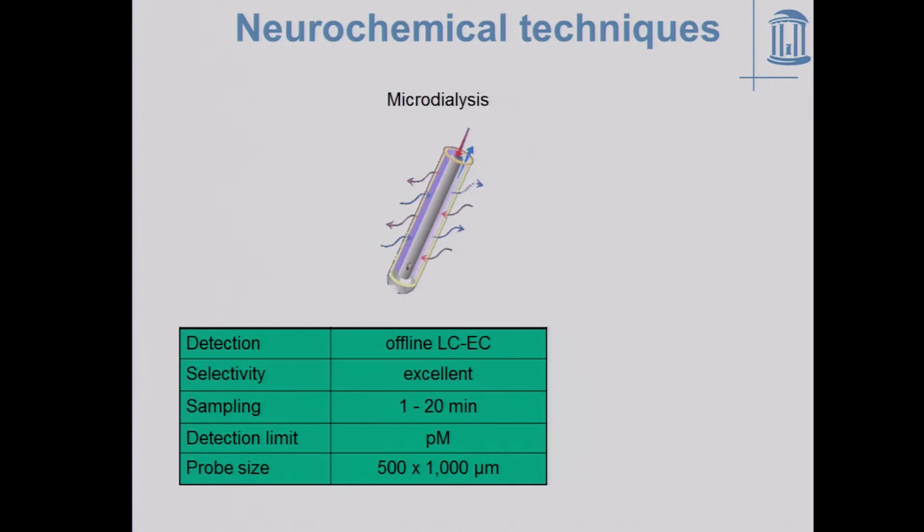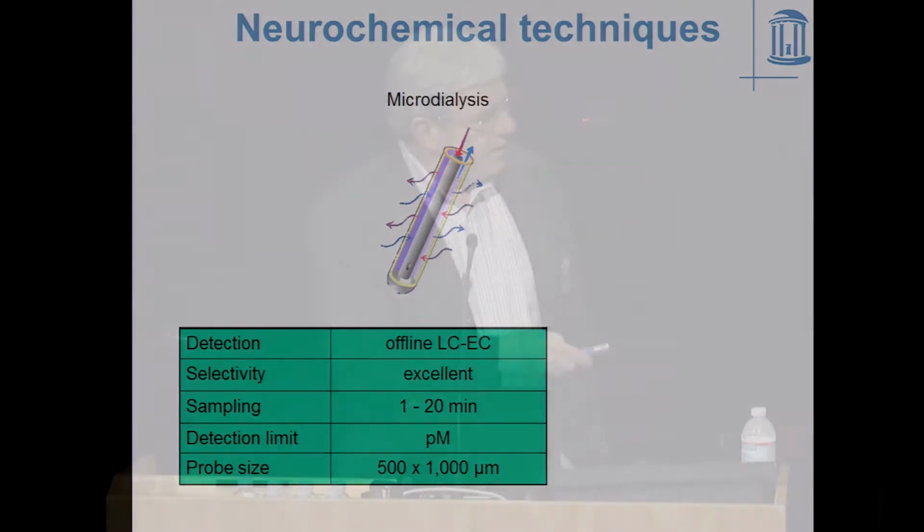So it's worth looking at some of the things that make it a good technique and a technique that people use. One thing is, once you've got substances out of the brain, you can analyze them by any method that you want to. Very popular is liquid chromatography with electrochemical detection, but you can use mass spectrometry, anything else. So you can get unequivocal identification of what you're looking at. The selectivity, therefore, is really excellent.